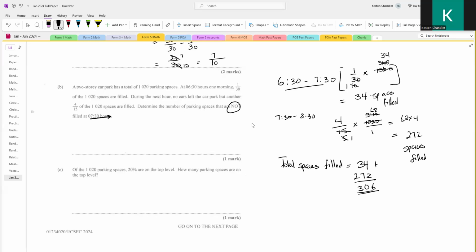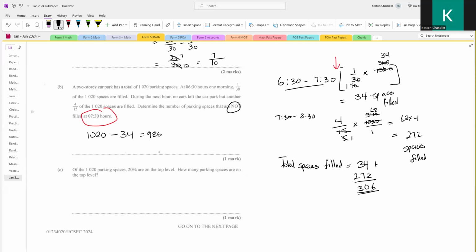So that's the next thing we need to pay attention to. They're asking at 7:30 hours. So this is why I wanted to break this up. So at 7:30, which is at this point, the number of spaces not filled will be 1020 minus 34. That's a total of 986 spaces not filled.